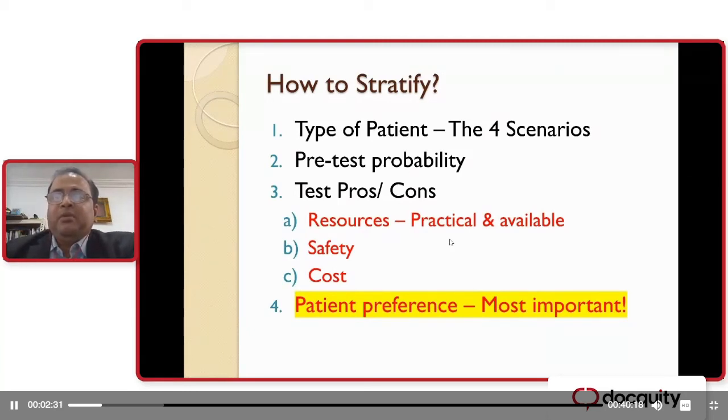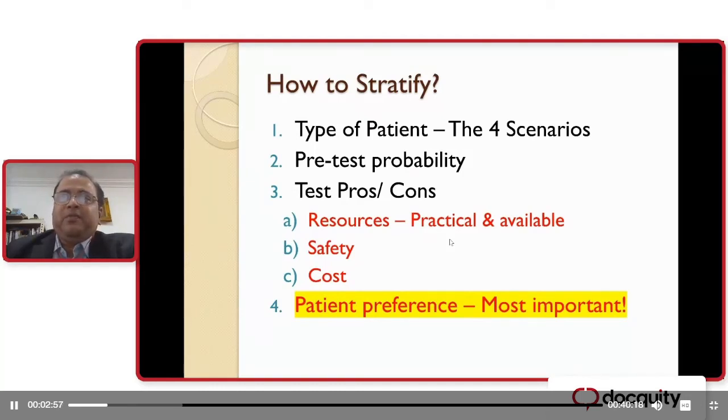And then you have to know what are the tests available, the testing pros and cons. So basically this boils down to resources. What is the practicality, the availability? Do you have a dobutamine stress echo, cardiac CT if you want to go to the next step, even an angiogram? What are the safety parameters of the test? How safe is it for the patient? And ultimately, the cost and the logistics of it.